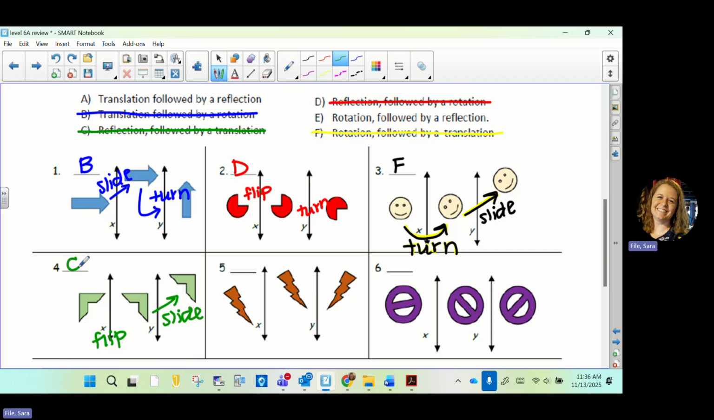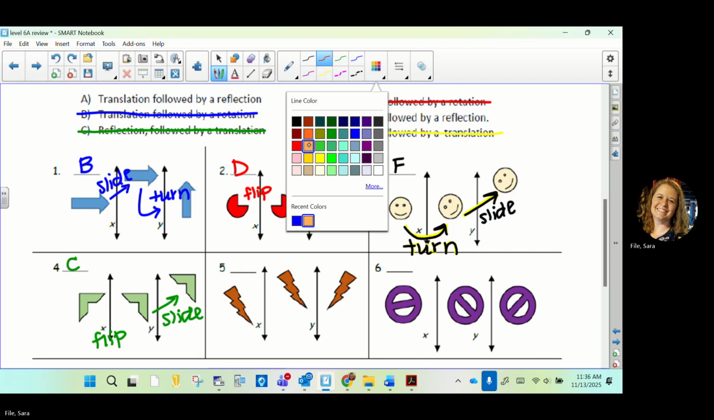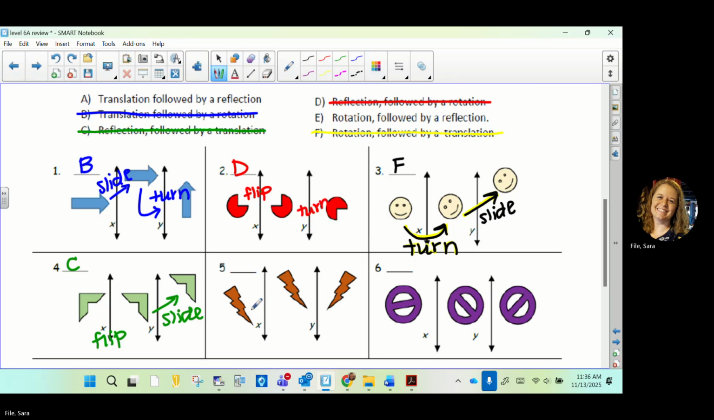All right, and then here, the orientation from the first to the second is the same. So that means it was just sliding over. So they slide it. And then from the second to the third, they didn't rotate it, they flipped it. So slide and then flip, that's translate, then reflect. So that's A.